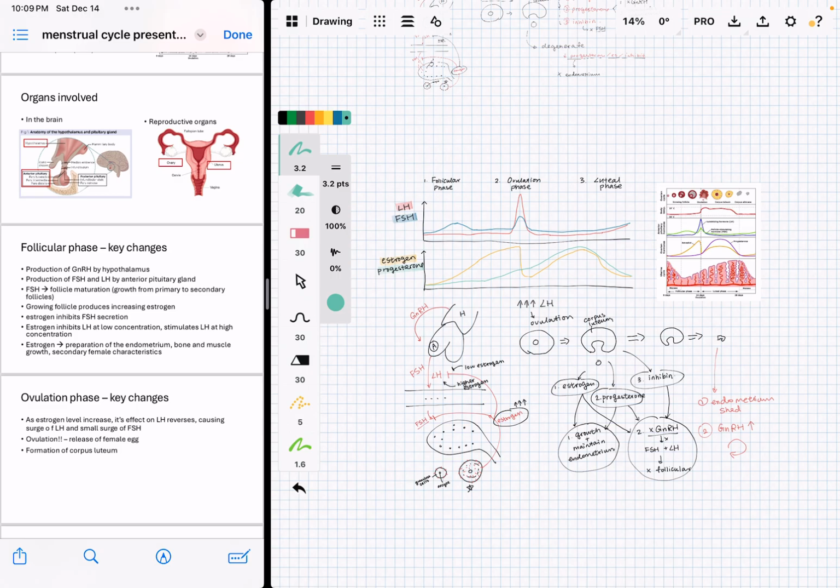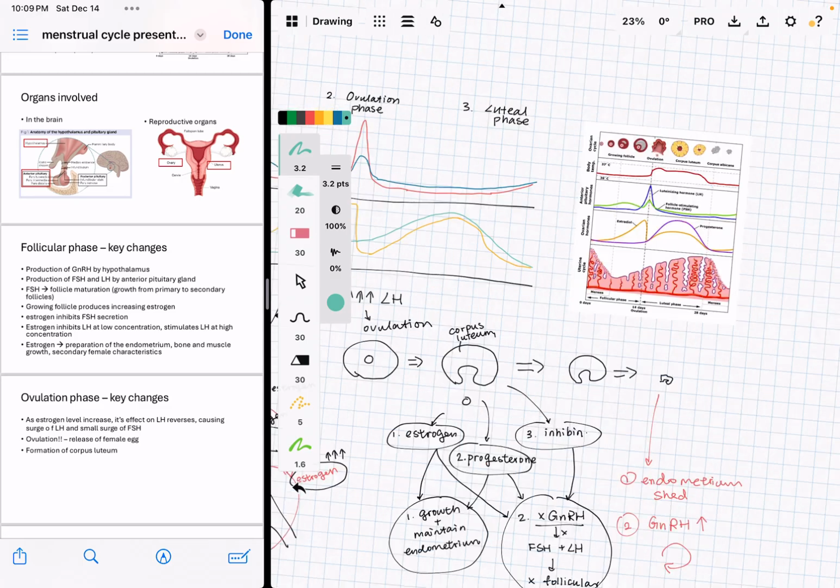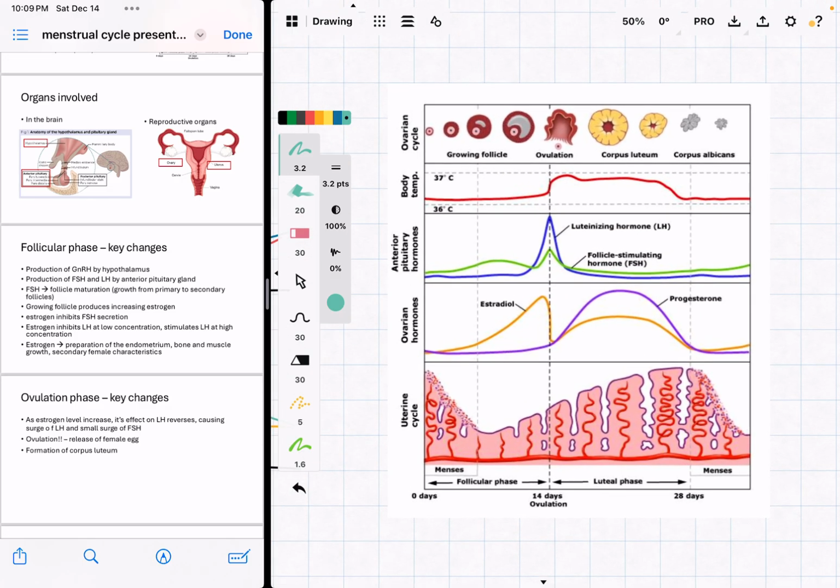No? Okay. Now we're going to move on to a recap, and I'm going to ask you to explain to me the whole process of menstrual cycle based on this diagram. Yep, that's all correct.